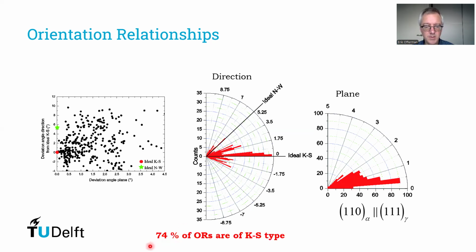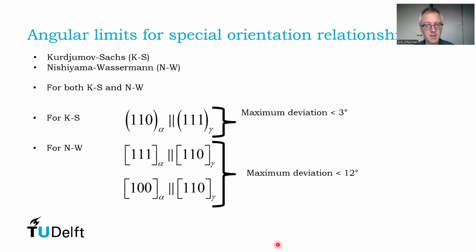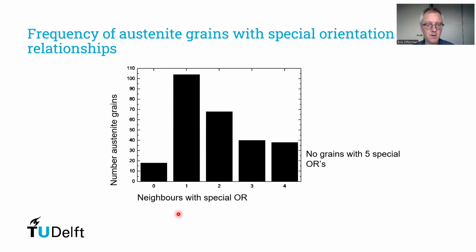So it turns out that 74% of the orientations are of the KS type. And in our analysis, we said, okay, there is an orientation relation if the maximum deviation is less than 3 degrees in terms of the planes, and in terms of the angles between the directions, 12 degrees.